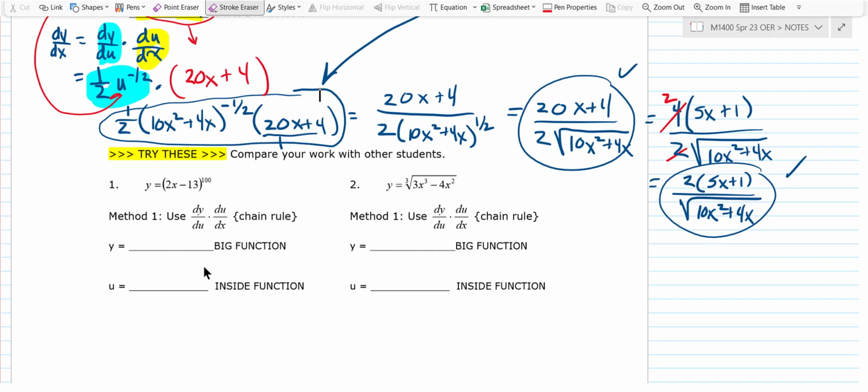It's always good to just start with the inside part. That's what's inside the parentheses. Just write that down and then get the big function like that.